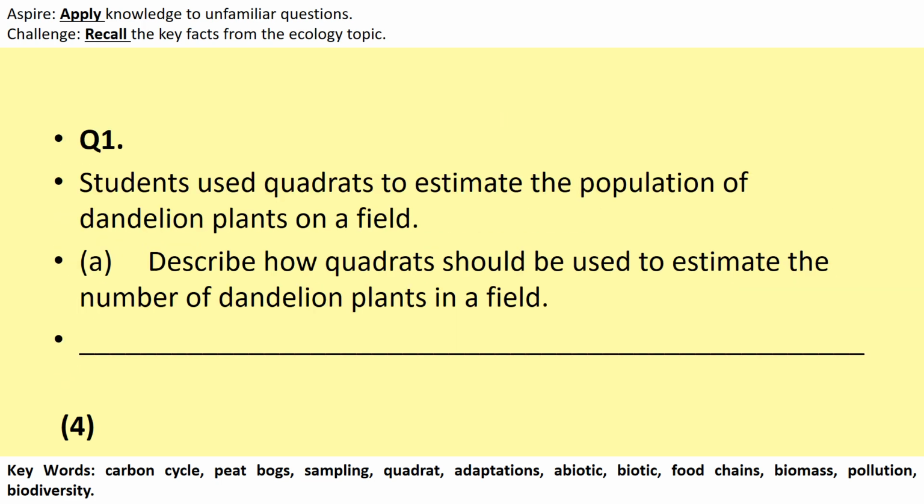It's a tape. This is a 4-mark question using quadrats. How would you estimate the population of dandelion plants in a field? Just tell me how you'd use it. It's 4 marks, a bit more of a long answer question, so I will give you 4 minutes for it. Off you go.